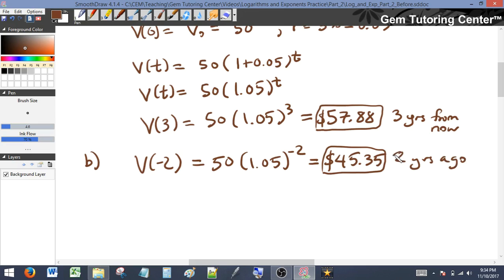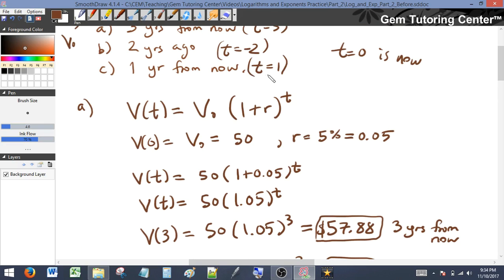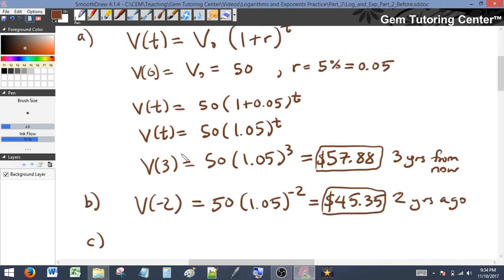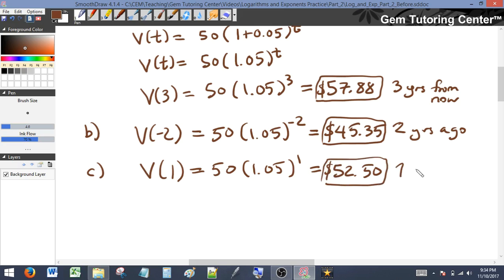Now let's do part C, which is 1 year from now. In other words, t equals 1. So what that's going to look like is this. V of 1 equals 50 times 1.05 to the 1, and that's equal to $52.50. That's 1 year from now.